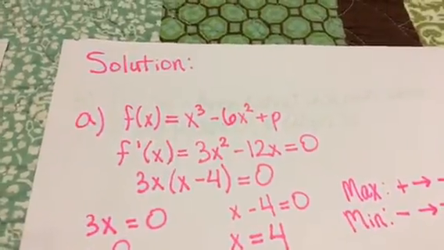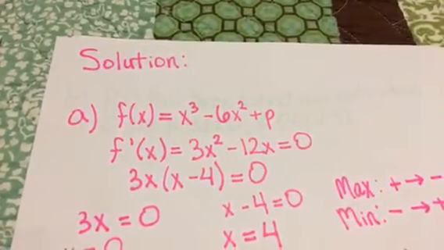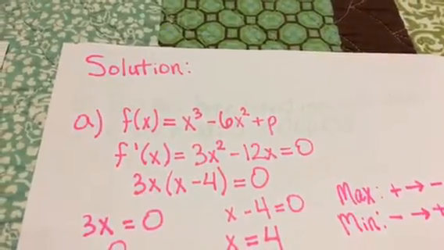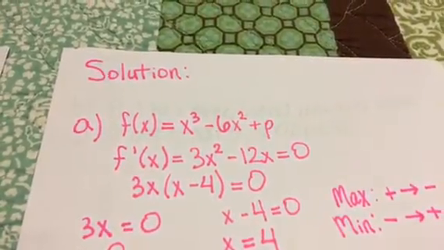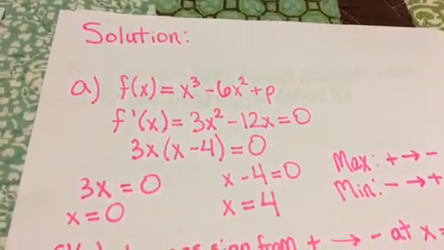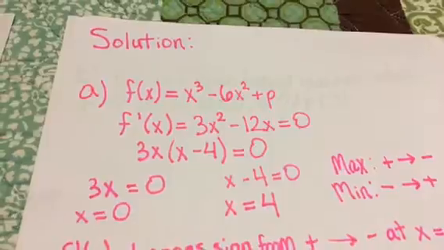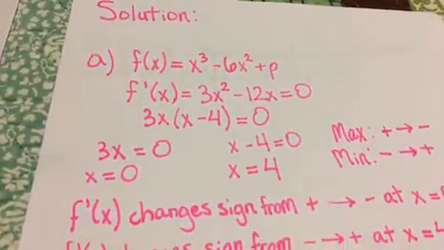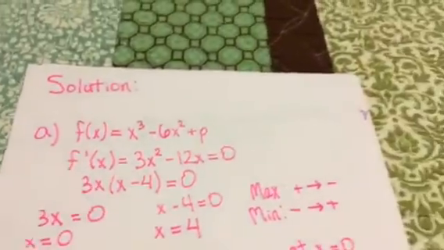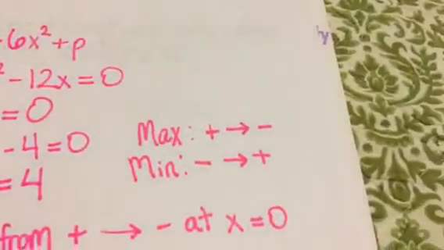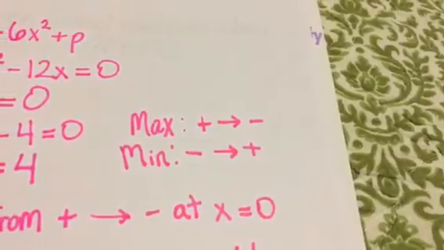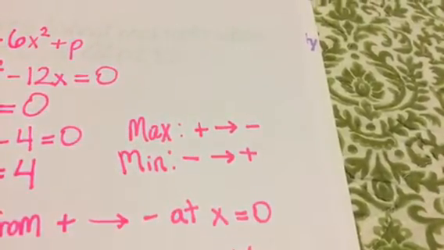So the original equation is f of x equals x cubed minus 6x squared plus p. So the first derivative would be 3x squared minus 12x, and you would set this equal to 0. You'd have to factor this out, and you would get 3x and x minus 4. If you set both of these equal to 0, you get x equals 0 and x equals 4. Now, quick review. A max means the sign of the number would change from positive to negative, and a minimum means the sign would change from negative to positive.